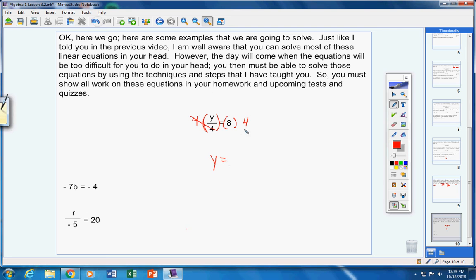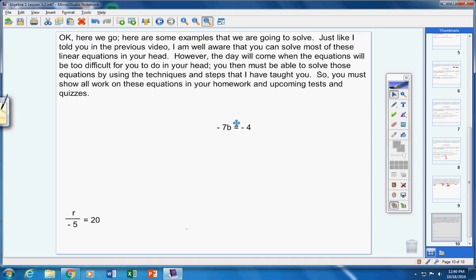And over here, 8 times 4 is 32. And there's your answer. We're finished. Now let's check our answer, see if we got it right, okay? Where the y is, I'm going to substitute 32. Cross off the y and put 32. What's 32 divided by 4? 8. 8 equals 8. It checks. Okay, let's try another one. 2 more and we'll be finished.